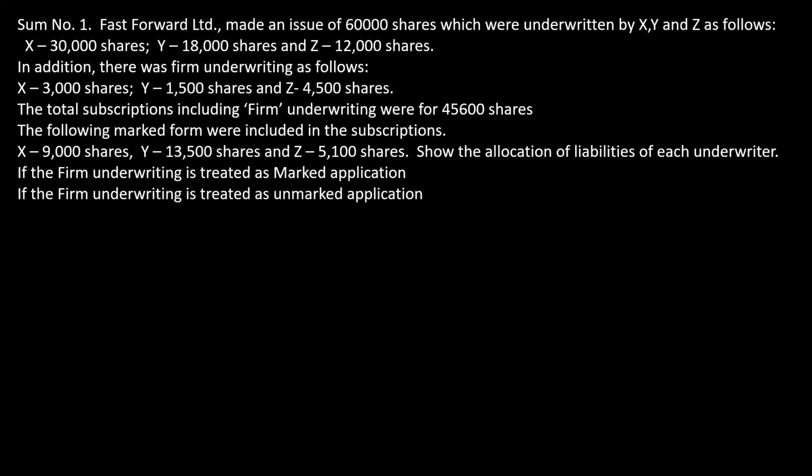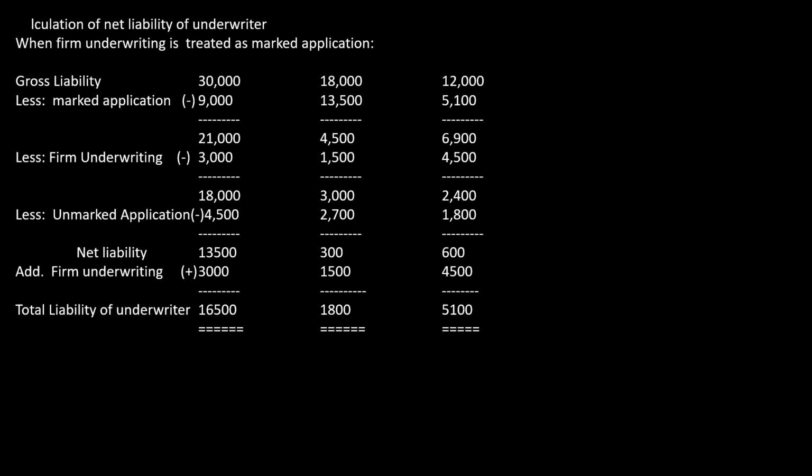Show the allocation of liabilities of each underwriter if the firm underwriting is treated as marked application, and if the firm underwriting is treated as unmarked application. So the same sum will be done in two ways: when the firm underwriting is treated as marked, and when it is treated as unmarked.